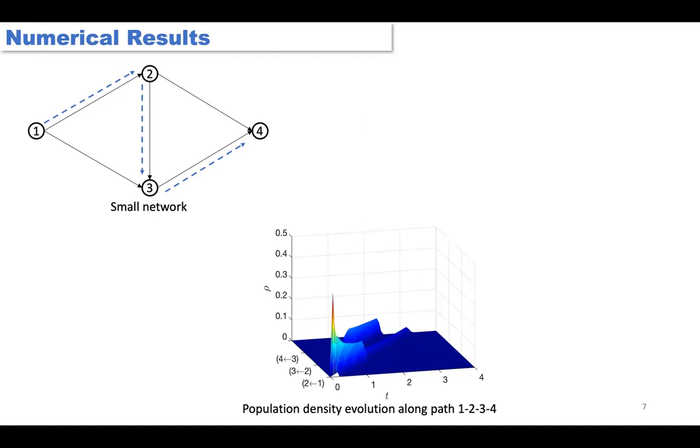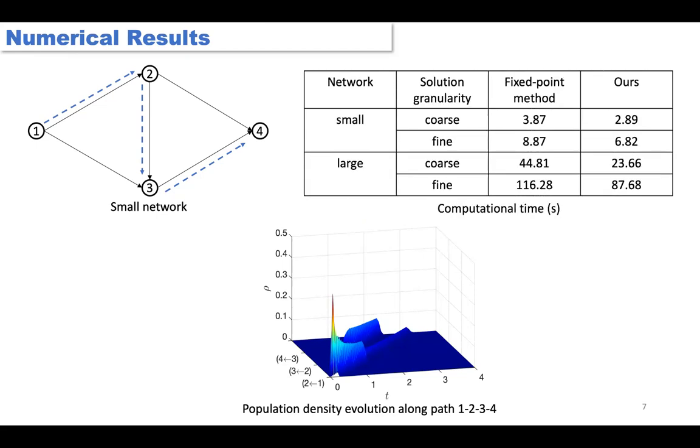Note that at time 0, there are no vehicles in the network. All vehicles start to enter the network at node 1. And there is a decreasing trend of the traffic flow entering edge 2-3. This is because some vehicles select the edge 2-4. We also make a comparison of our method with fixed point methods, which is shown in the table. These experiments are conducted on networks with different sizes and solution granularities. It is shown that our method can outperform the fixed point method in a larger-sized network.